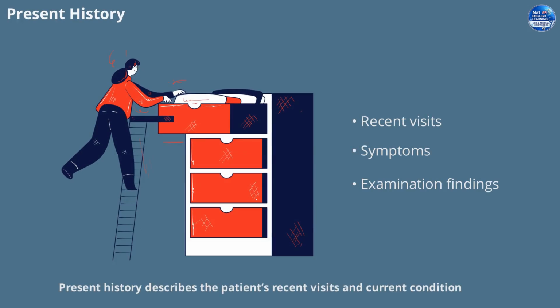Present history describes the patient's recent visits and current condition. It includes details about symptoms, examination findings, and any investigations performed. For example, during today's visit, the patient complained of persistent cough. Examination revealed mild wheezing. Present history provides context for the recipient and helps guide further management.